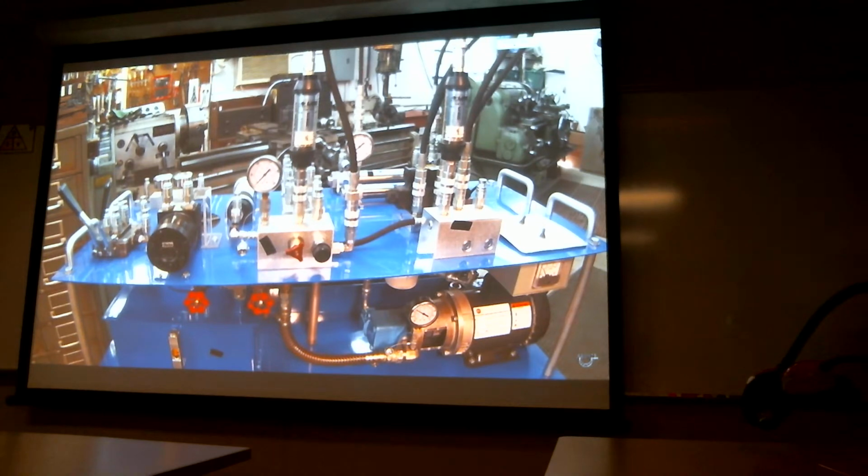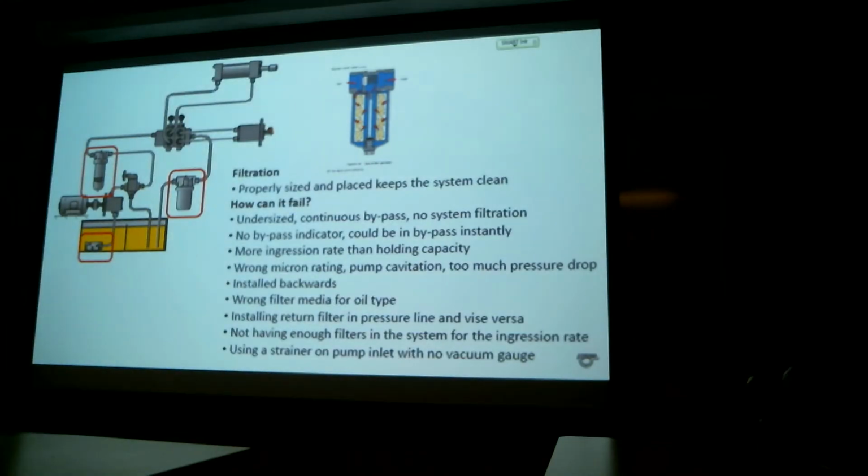All right, the next thing we're going to talk about is the filtration. Filtration is very important. Chevron did a study and determined that 75% of all hydraulic system failures are directly related to bad oil, dirty oil. So if you can add the right filters in the right places and get that dirt out of there, you'll be miles ahead. All right?